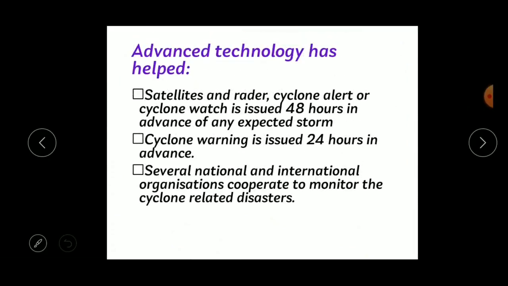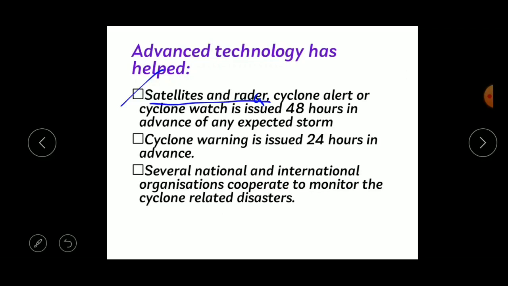Advanced technology has developed. So these days we are better protected because we have advanced technology, right? The first point is satellites and radar. The satellites and radar cyclone alert or cyclone watch is issued 48 hours in advance of any expected storm. The satellites and radars have made it possible to predict cyclones, so that we can take precautions beforehand.